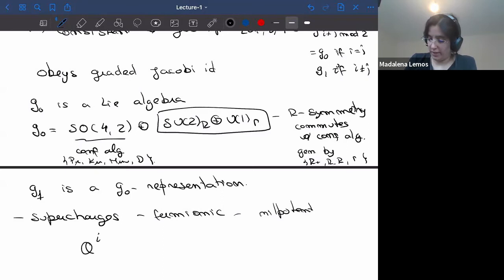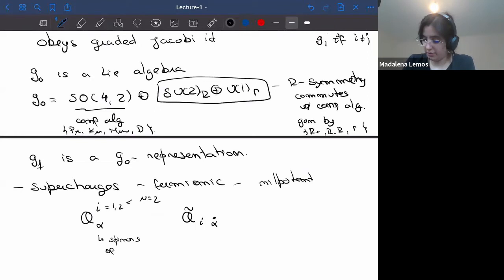So I already had written before, but let me write it now in complete detail. These are my supercharges where i equals one or two. So this is because N equals two. And then I have another. So these are spinors of Lorentz. So you see that they transform in some representation of my bosonic subalgebra. They are spinors of Lorentz. They have weight a half, and they transform in some representation of SU2R.